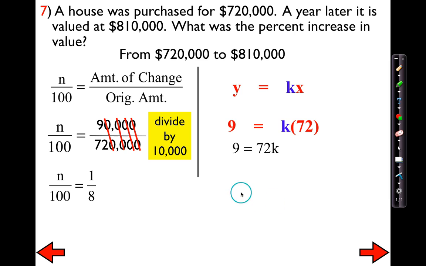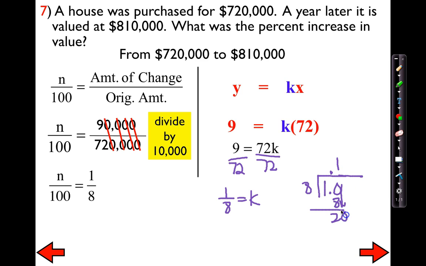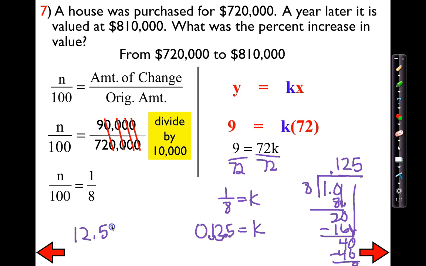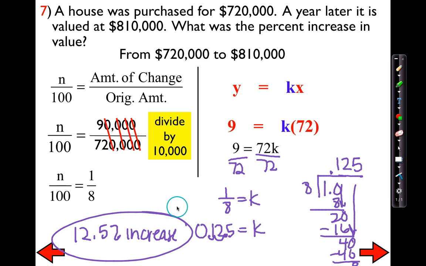So how would we change it to a percent? Unfortunately, even as 1/8 for k, I can't easily turn this into a percent because 8 is not a factor of 100. But I can still solve it by simply dividing. 8 can go into 10 one time with a remainder of 2. 8 can go into 20 two times with a remainder of 4. And 8 can go into 40 perfectly 5 times. So this is my decimal form. K is 0.125. To turn it into a percent, I'm going to have to move the decimal 2 places over, so it is 12.5%, and since it went up, it is an increase. So that would be my final answer.